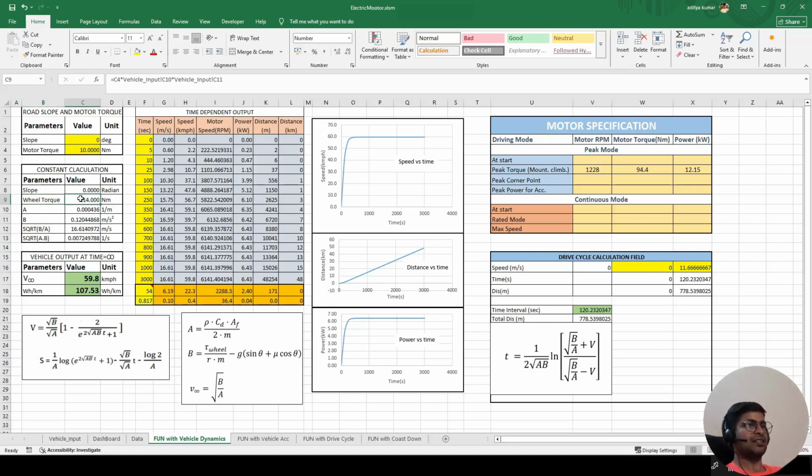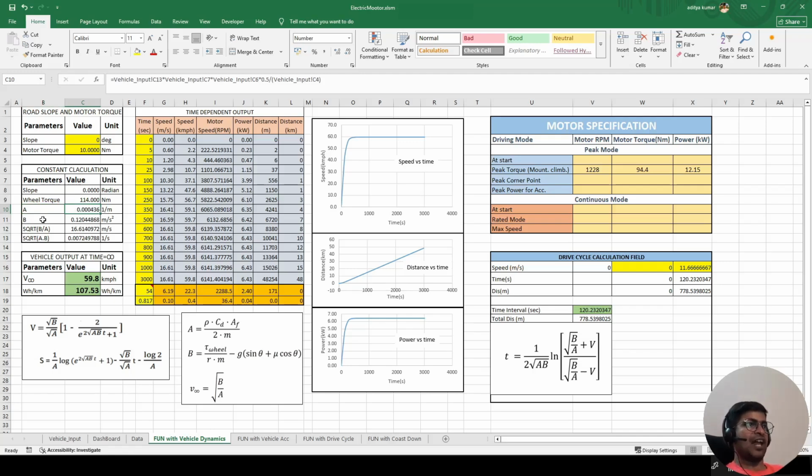And then finally I wrote the formula for wheel torque. How can we get wheel torque from the motor torque? We just multiply by the gear ratio and the gear efficiency, and then we get the wheel torque. Now let's calculate a. What is a? Rho times Cd times frontal area divided by the mass of the vehicle. I got all the values from the vehicle input set, and then I calculated the value of a.